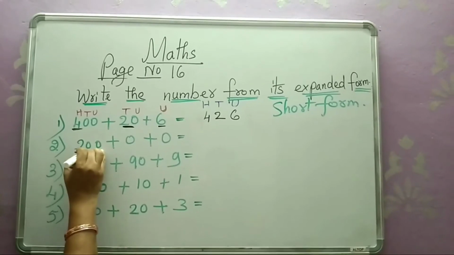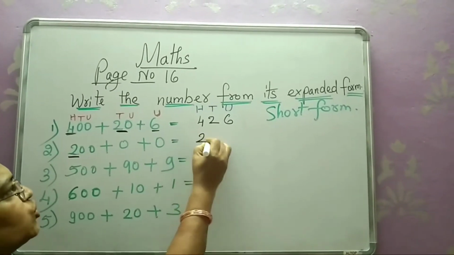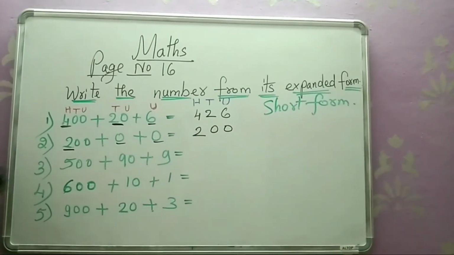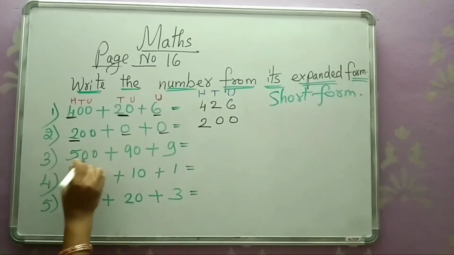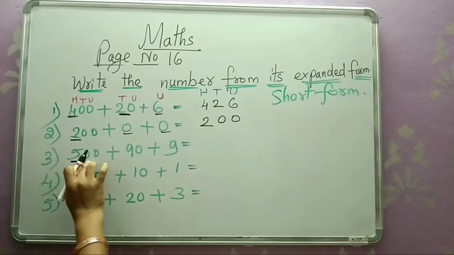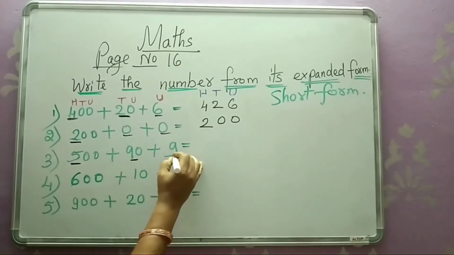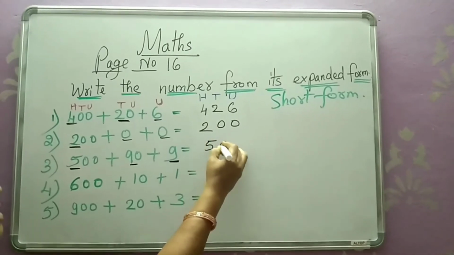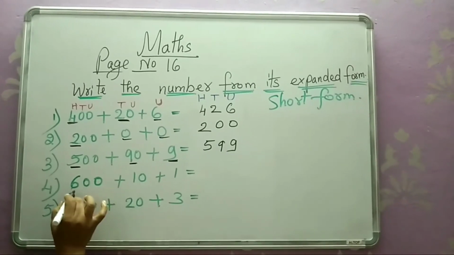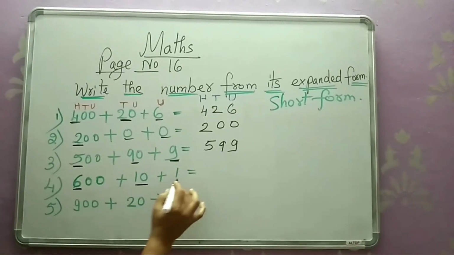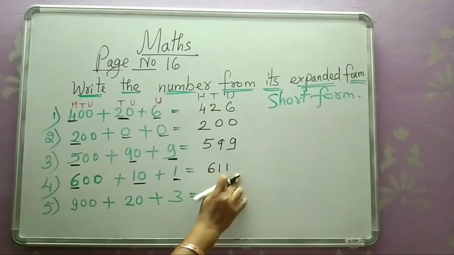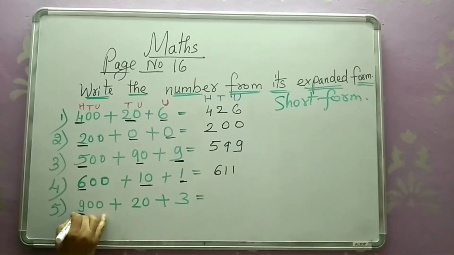So here is 2. 200. That is 2 and 0 and next 0. That is 200. Next we have 500. The 5 determines the value of 500. 5, then 9, 90 and 9. 5, 9, 9. That is 599. Next 600. 6. Then 1 tens and 1. That is 6, 1 and 1. That is 611.